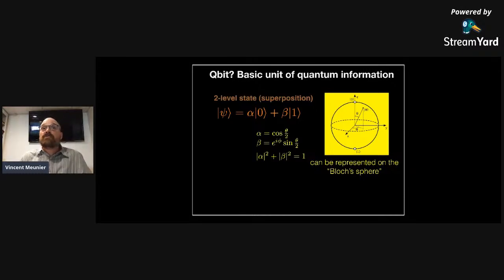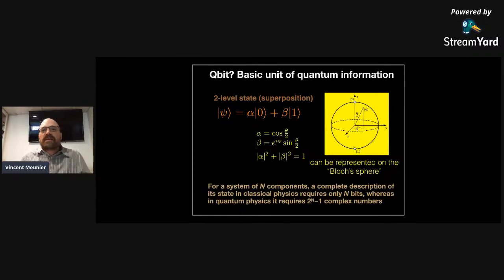And so that's nice because instead of having just a 0 or 1, you have a very large amount of information that you can store in a qubit. In fact, instead of having n bits, for example, in an n-component qubit you have 2 to the power n minus 1 complex numbers. So you have really a lot of information that you can work with. So this is really the second quantum revolution. This is the basics of it.